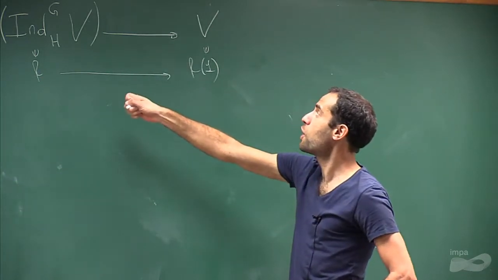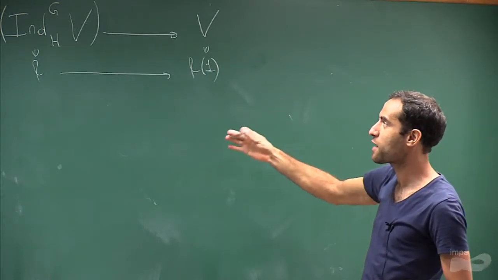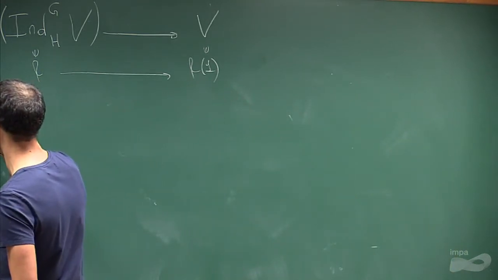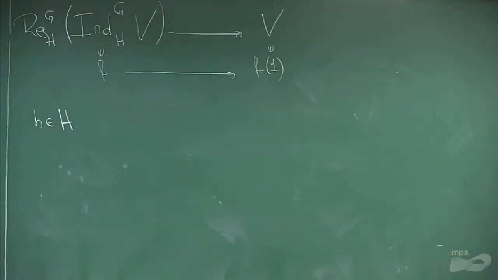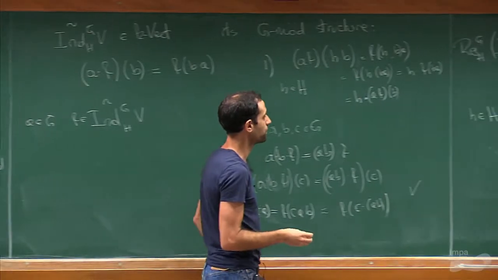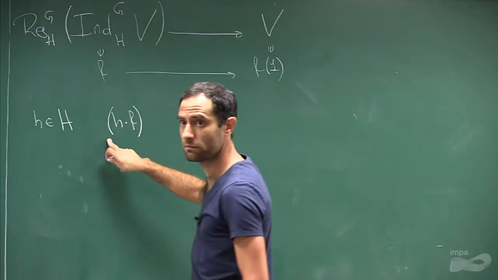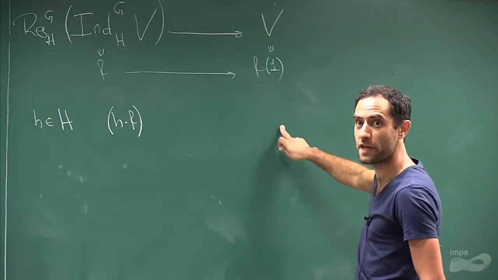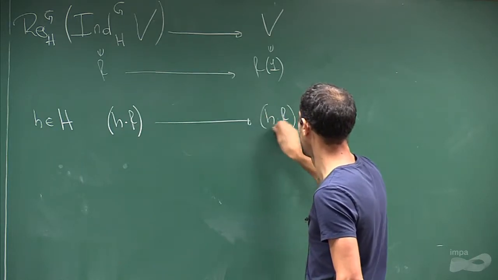So now the question is whether or not this is a morphism in the category of H modules. For that, I need to check what the action of H is on both sides. For an element in H, I just defined what the action was. Here is the definition for any element in G. In particular, it works for an element in H. So H acting on F is a new function. Now I map it to V, and it goes to H acting on F of 1.